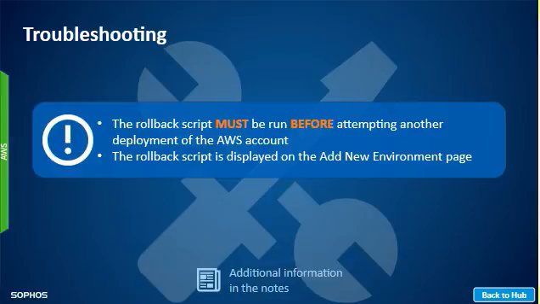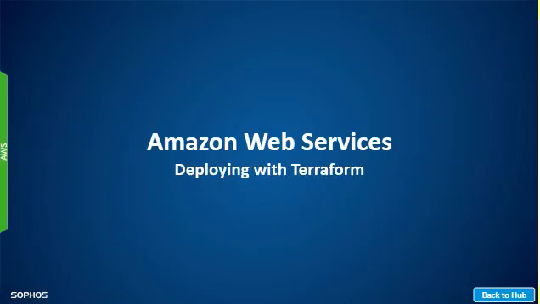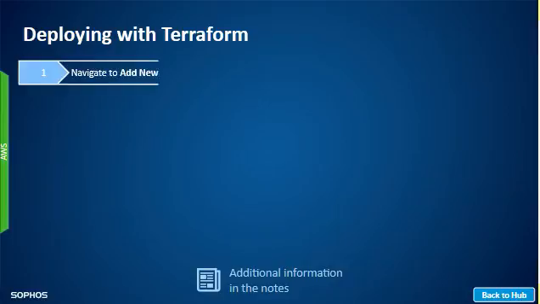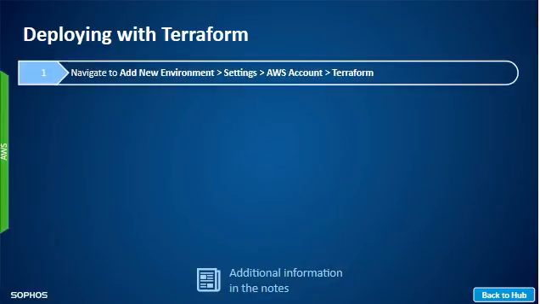The rollback script is displayed in the Add New Environment page, in the same section as the deployment instructions for AWS. AWS is currently also the only platform for which CloudOptix supports deployment through a non-native tool in the form of Terraform. The steps needed to deploy an AWS account through Terraform are quite similar to the scripted deployment steps. You start by navigating to Add New Environment, Settings, AWS Account, and then click on Terraform.